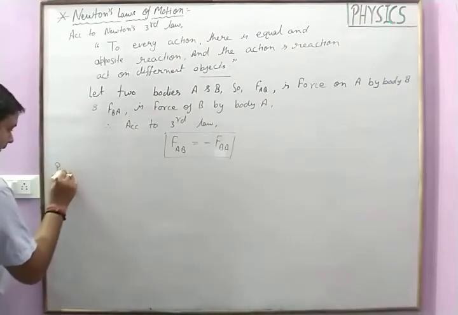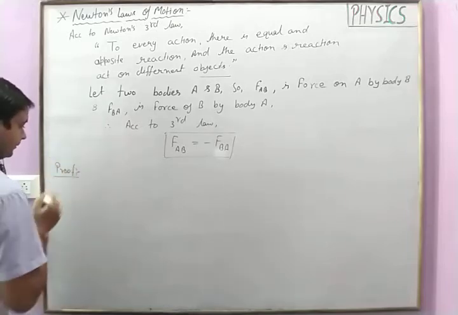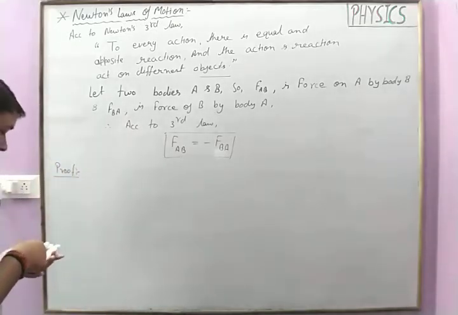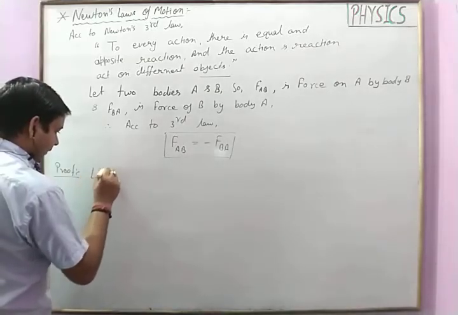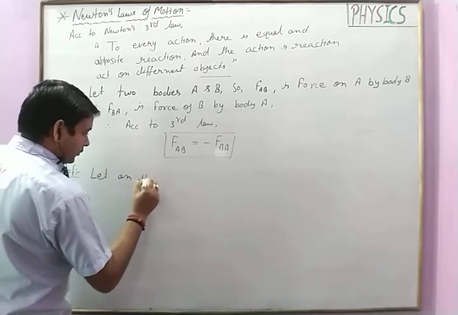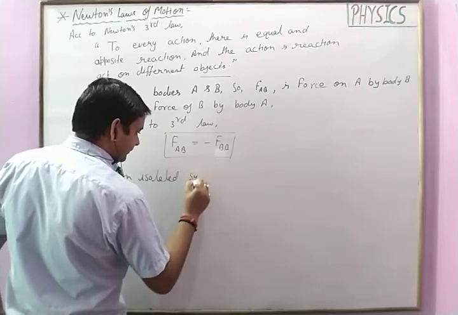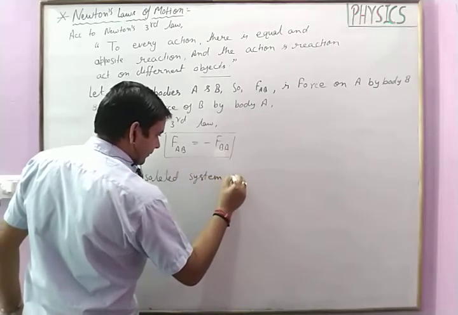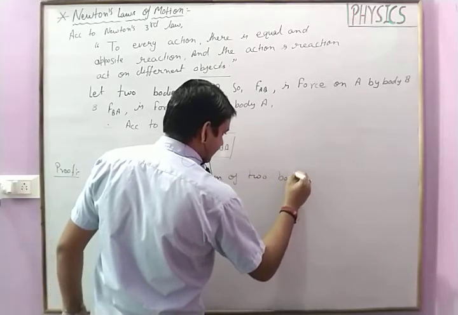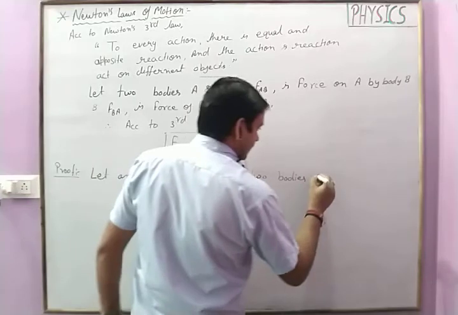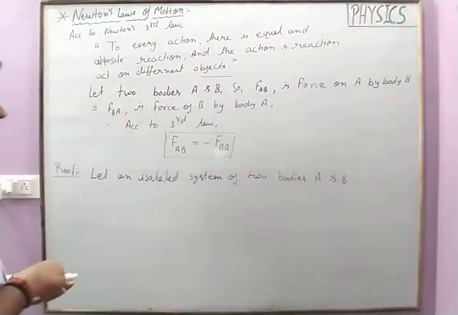Now for proving it, proof. Let an isolated system of two bodies A and B, okay.